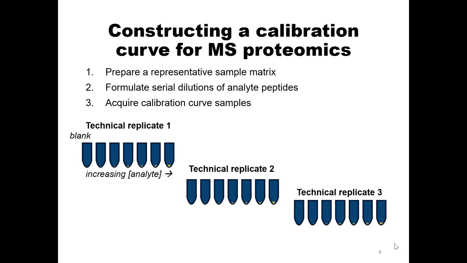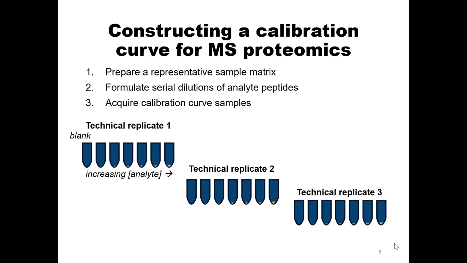You're going to acquire from the blank up to the highest concentration point, and then do another replicate from the blank to the highest concentration point, and another replicate from the blank to the highest concentration point. Does anybody already know why you would do blank to the highest concentration point? Why wouldn't you randomize these?